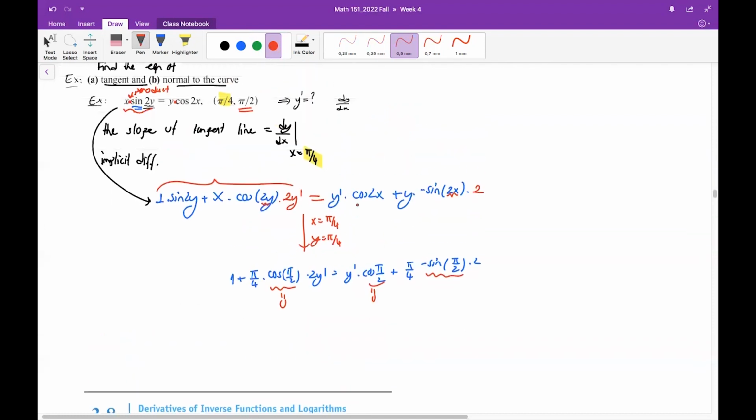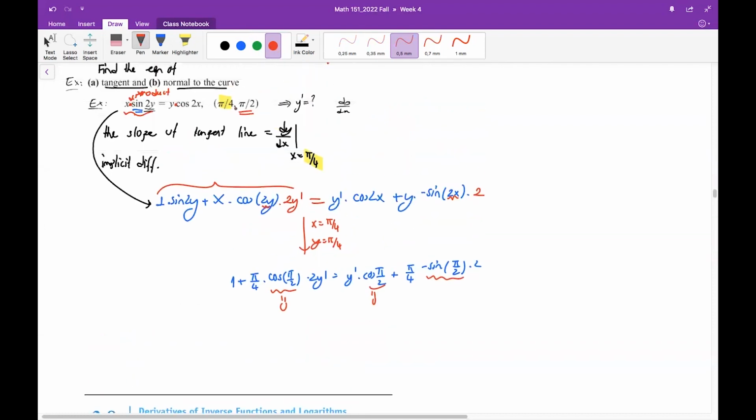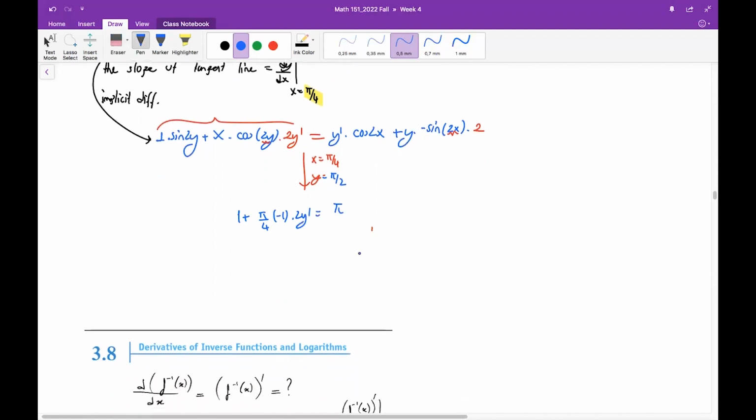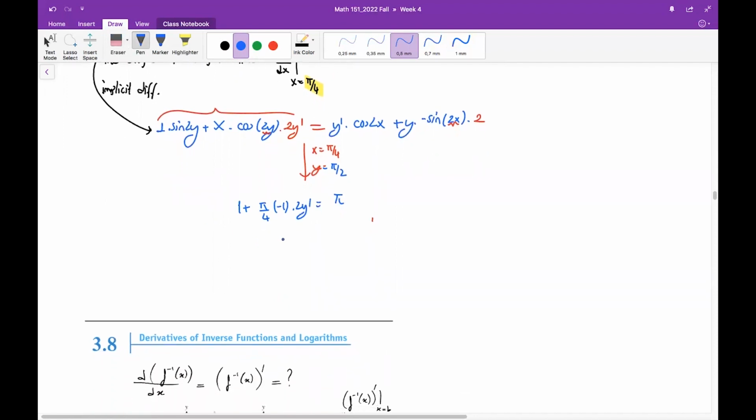Wait, sorry, let's fix this. Y is not pi over 4, but pi over 2. Okay, this changes everything. Let me fix this computation. Okay, so if y is pi over 2, sorry about that, insert all the values and then you will obtain something like this: 1 plus pi over 4 times minus 1. Okay, this is the cosine of pi, by the way, times 2y prime equals pi. Okay, this is what you should get after you insert everything.